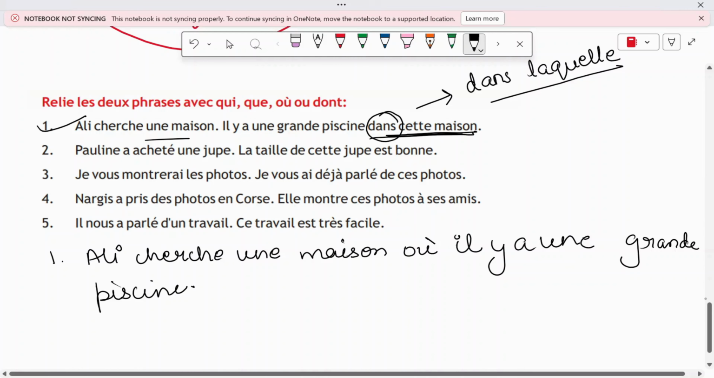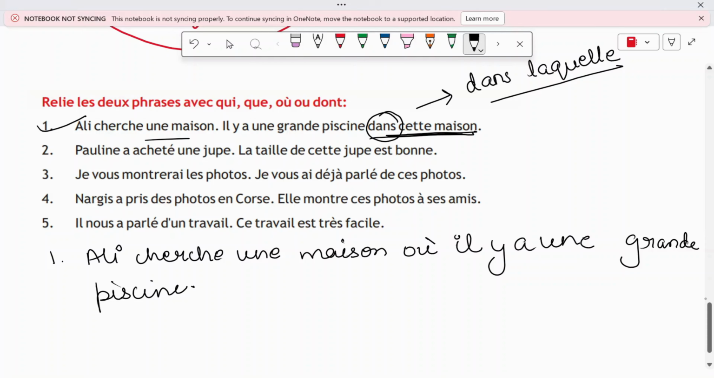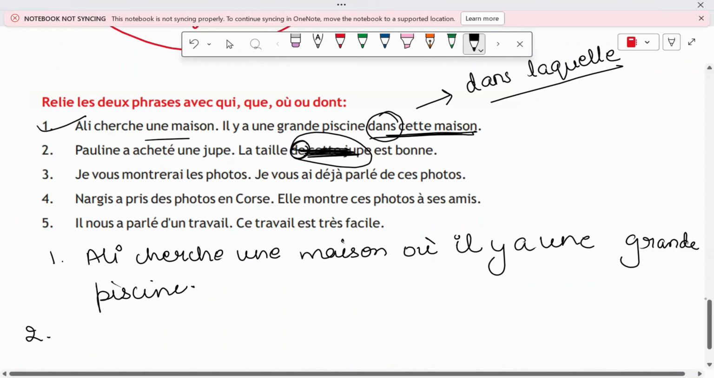Similarly, the second one. Pauline a acheté une jupe. La taille de cette jupe est bonne. La taille means the waist, the size. So Pauline had bought a skirt. The size of this skirt is good. Here we are talking about the size of this skirt. This is the expression of. The noun is followed by de. So it's very easy. We are going to replace the repetitive word and we are going to put dont.